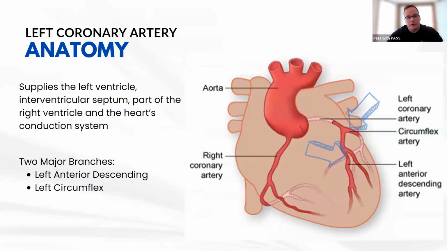So, left coronary artery anatomy. This supplies the left ventricle, the interventricular septum, which is that septal wall that separates my right and left ventricles from one another, part of the right ventricle, and the heart's conduction system, which we just looked at. There are two major branches of the left coronary artery that we really focus on in the pre-hospital setting. That is the left anterior descending artery, as you see there coming down the anterior portion of the left ventricle, and the circumflex artery, which flexes or wraps around the lateral wall of the left ventricle and eventually becomes posterior on that left ventricle.